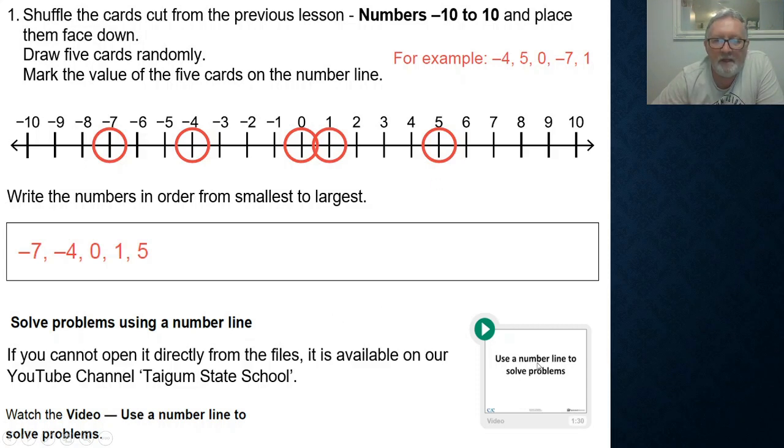We're going to watch a little video now, this one here that's titled Use a Number Line to Solve Problems. It is also available on our YouTube channel, as well as perhaps in your files that you've downloaded. You can watch it in either place if you need to see it again, but we'll go through it here, which may be enough. All right, let's watch the video right now.